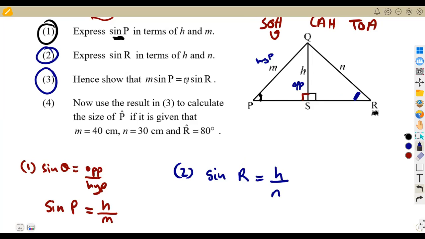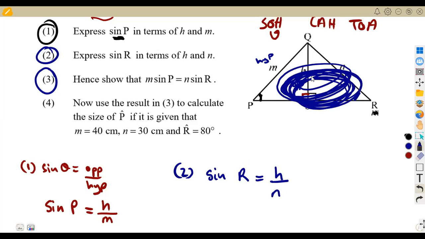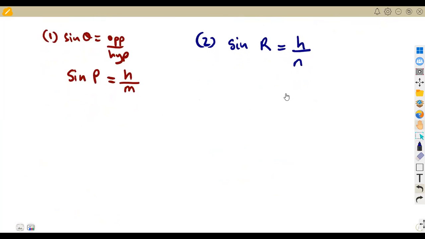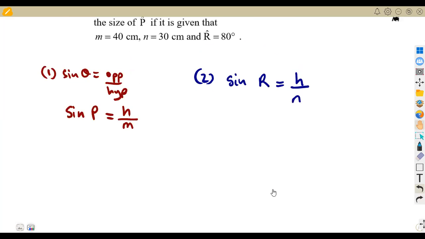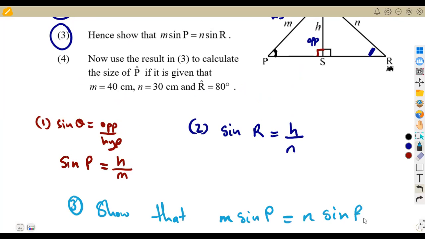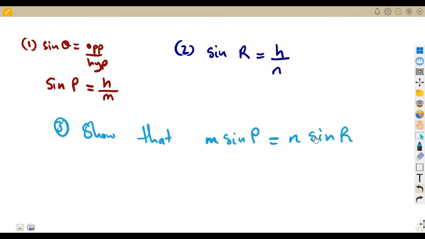All right. Hence show that these two are equal: M sine P is equal to N sine R. Okay, this is no longer about the triangle, guys. Don't confuse. Hence, it's a continuation from these two. Let us write our hence, because this one we have to prove. So we are supposed to show that M sine of P is equal to N sine of R.